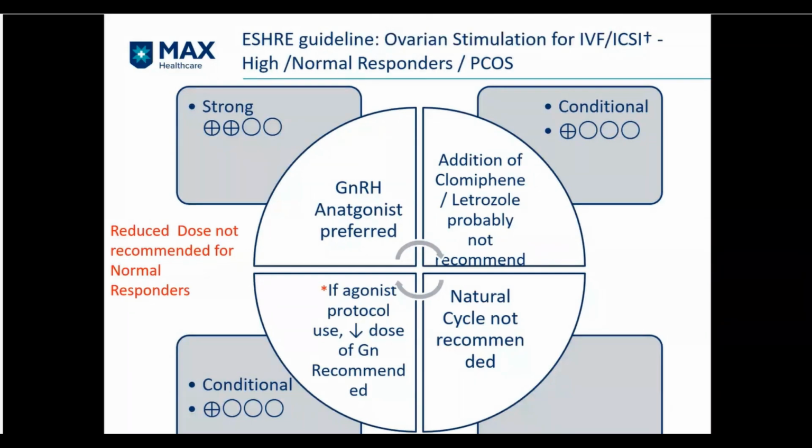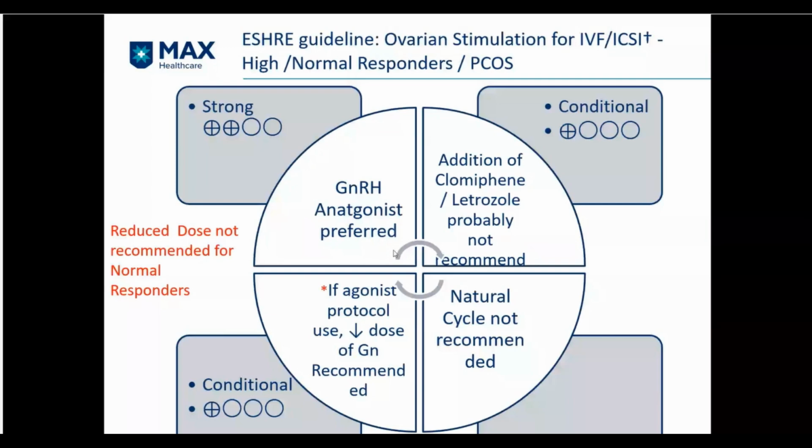So coming to the ESHRE guidelines on the ovarian stimulation protocol, especially for the high or normal responders or in polycystic ovarian patients, the GnRH antagonist certainly is the preferred protocol by all of us universally, because if we give the GnRH agonist protocol, we have to give HCG as a trigger, which is the main culprit for patients going into OHSS.